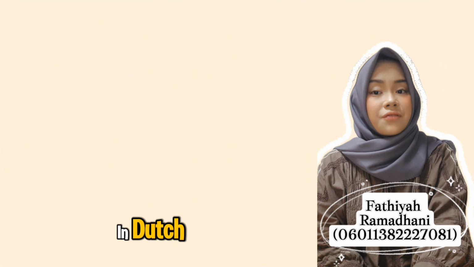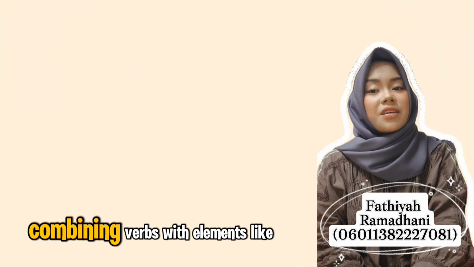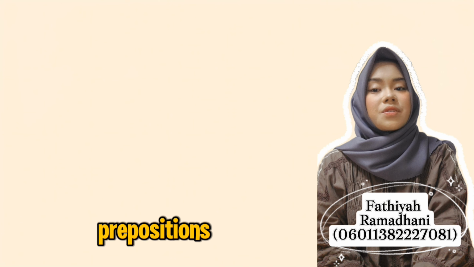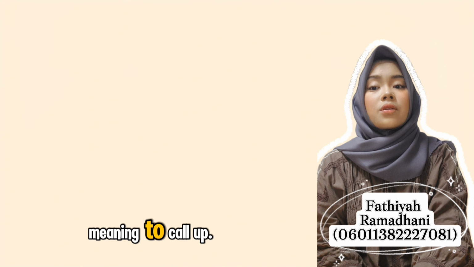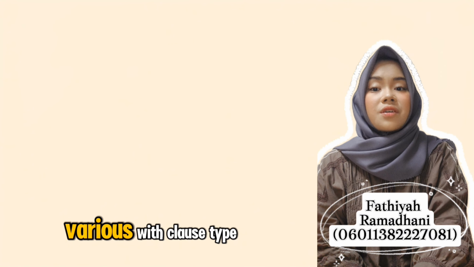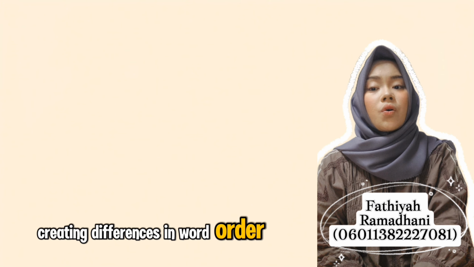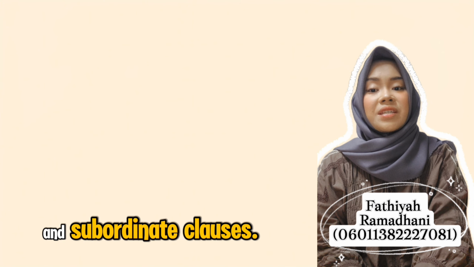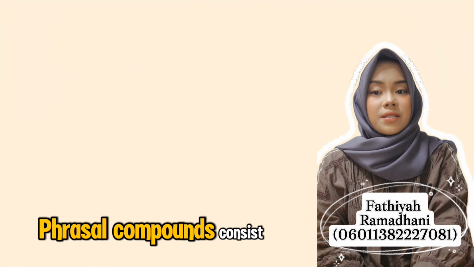In Dutch, verbs with separable prefixes function similarly, combining verbs with elements like prepositions or nouns, for example, opbellen, meaning to call up. The structure of these verbs varies with clause type, creating differences in word order between main and subordinate clauses. Next, phrasal compounds.